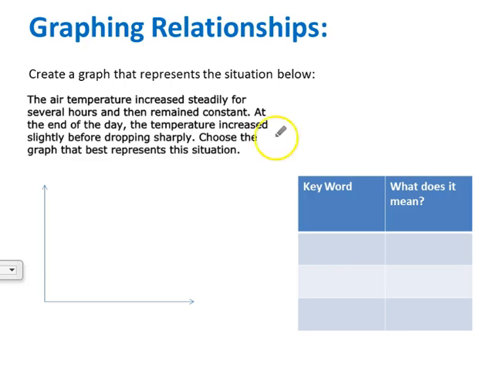Choose the graph. Well, we aren't going to choose. We're actually going to create a graph on our own. So we're going to create a graph that represents this situation. So we need to look for some keywords. I made a table up over here for the keywords, and then we're going to talk about what those keywords mean. So what are some keywords that, as we read through this situation, will help us create a graph?